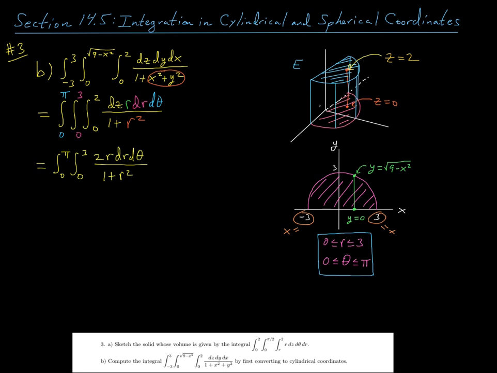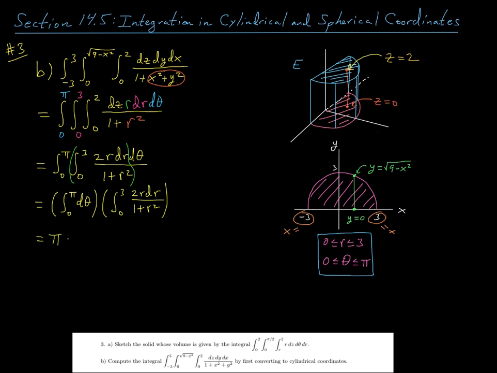And then since this integral with respect to r is independent of theta, I can go ahead and do the simplifying step by just separating this out. So I have this now, and the integral from 0 to pi of just d theta, that's pi.